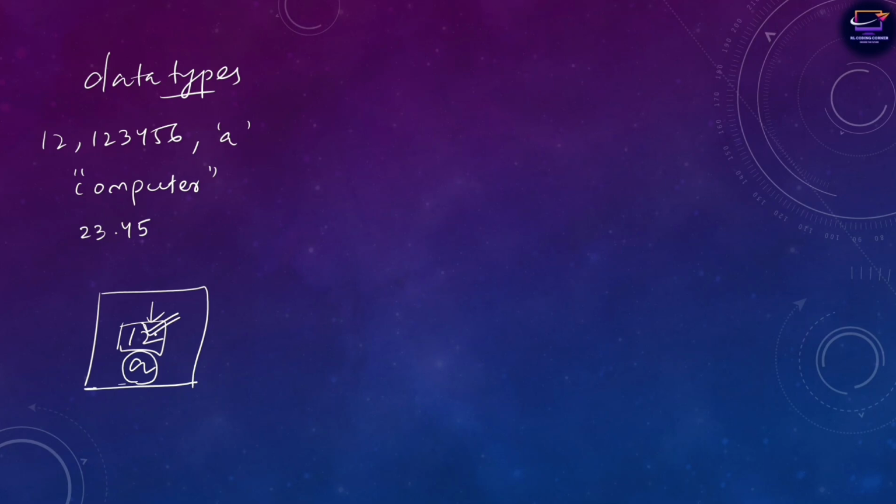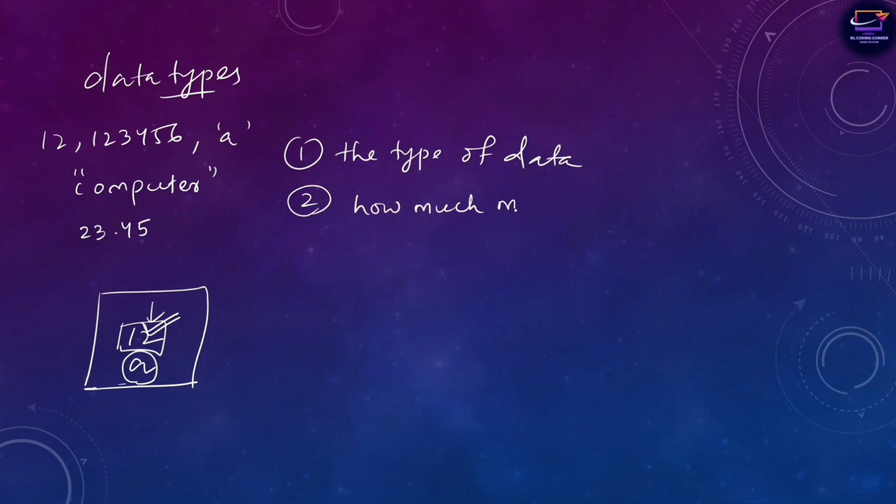So this is why we need data types, that is to tell the type of data that you are going to store in a variable. So data type tells you what? First, the type of data. And second thing, how much memory will be allocated to that data?